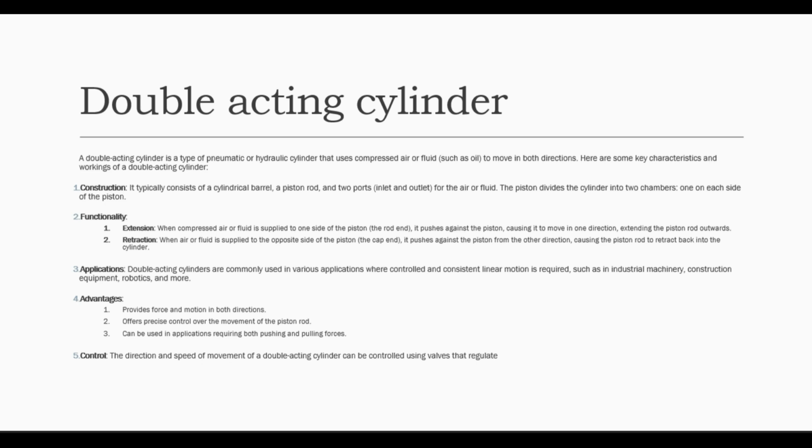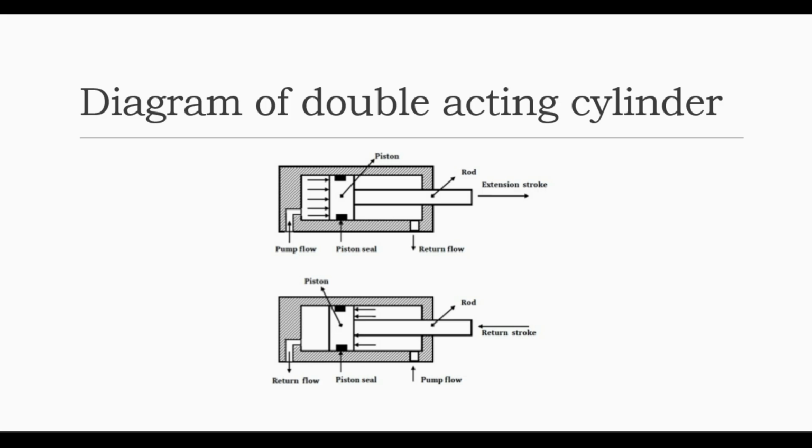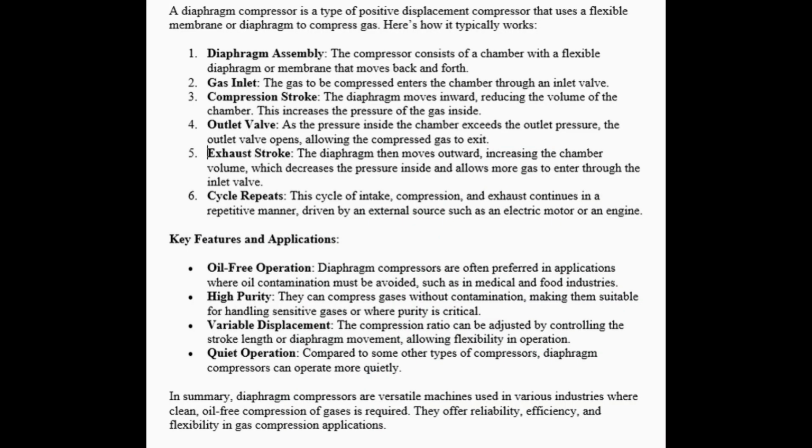Applications. Double-acting cylinders are commonly used in various applications where controlled and consistent linear motion is required, such as in industrial machinery, construction equipment, robotics, and more. Advantages. Provides force and motion in both directions. Offers precise control over the movement of the piston rod. Can be used in applications requiring both pushing and pulling forces. Control. The direction and speed of movement of a double-acting cylinder can be controlled using valves that regulate the flow. Diagram of double-acting cylinder.